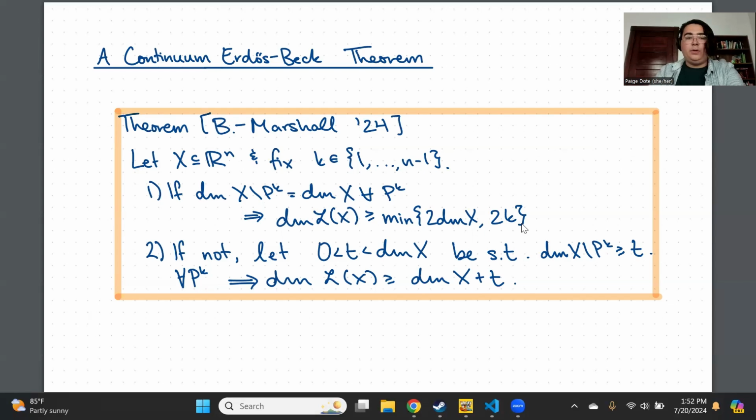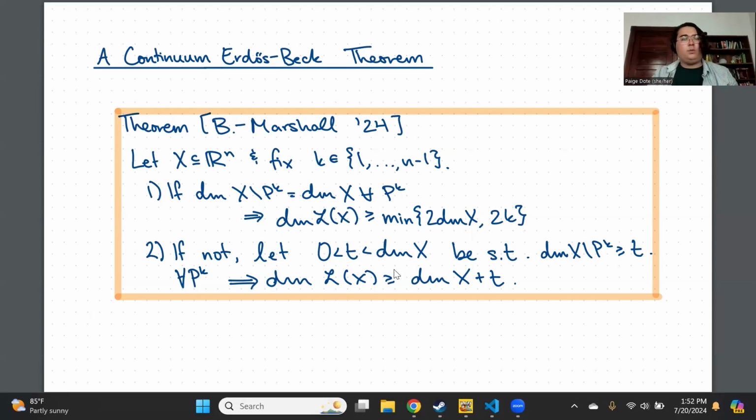This is the result we talked about earlier. But if this is not the case, if the dimension of X minus any K-plane is not equal to the dimension of X, then it must drop for some K-plane. So we're going to let T be between 0 and dimension of X, such that the dimension of X minus any K-plane is at least T. In other words, we're allowing it to drop, but at most down to T. Then the dimension of the set of lines spanned by X is at least the dimension of X plus T.